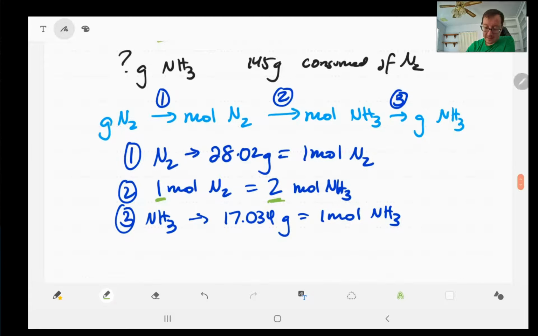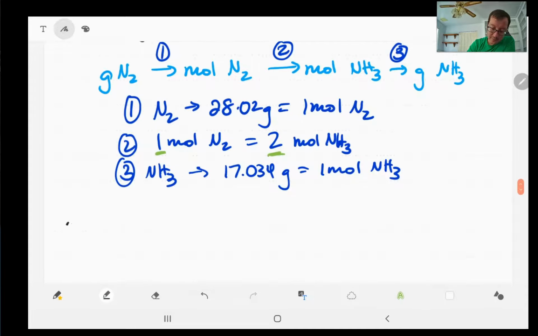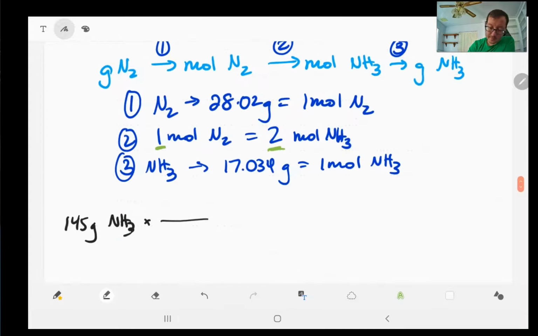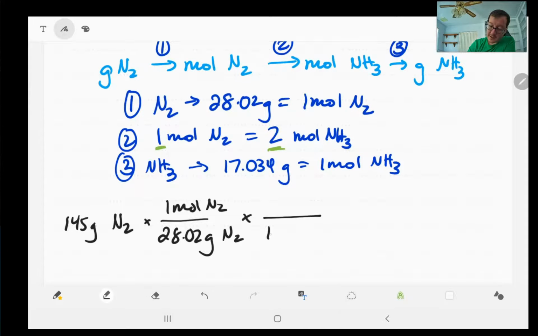It's pretty funny. Okay, so now that we've got that, we can go ahead and do this. So we're going to start with 145 grams of ammonia. We'll set this up. I'm sorry, we had nitrogen, not ammonia. So we're going to put our grams of nitrogen on the bottom, mole on top. We'll have our ratios. We're going to put nitrogen on the bottom, so it cancels out.